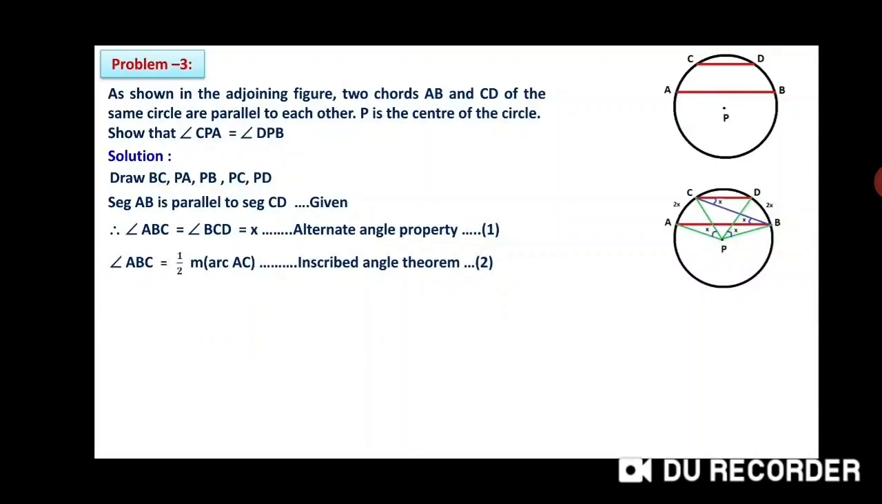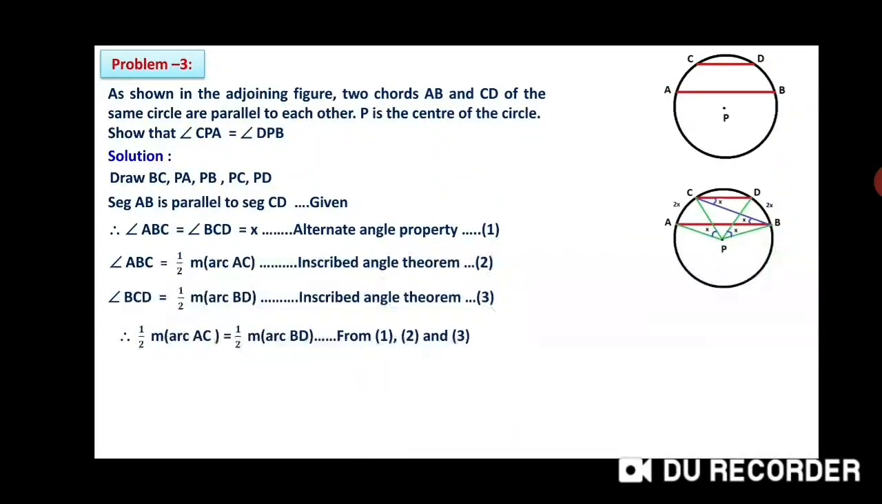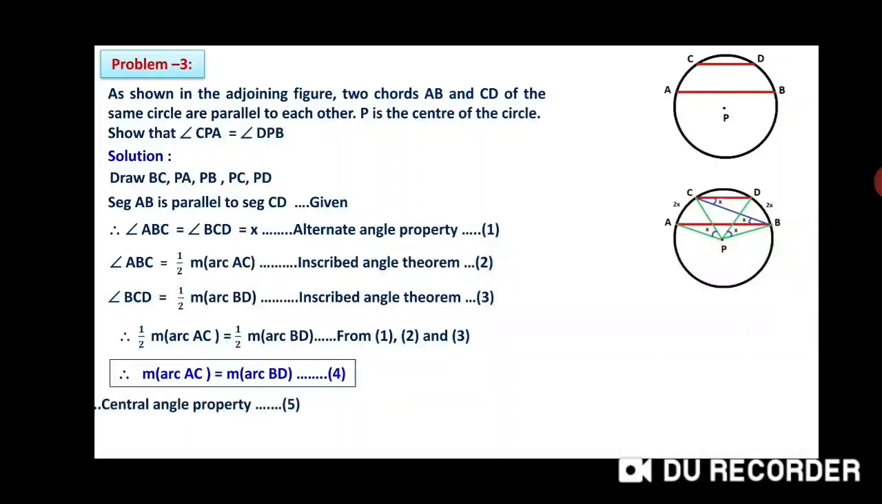This is statement 1. Angle ABC is equal to half into measurement of arc AC, inscribed angle theorem, statement 2. Therefore, angle BCD is equal to half into arc BD, that is inscribed angle theorem, statement number 3. So, from 1, 2 and 3 we can write half of measurement of arc AC is equal to half of measurement of arc BD. So, here half gets cancelled and what you are getting is measurement of arc AC is equal to measurement of arc BD.